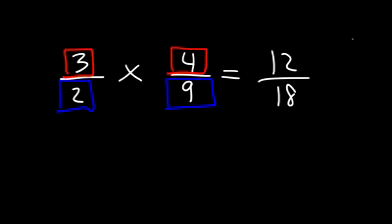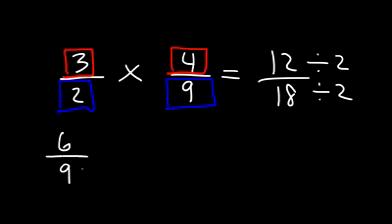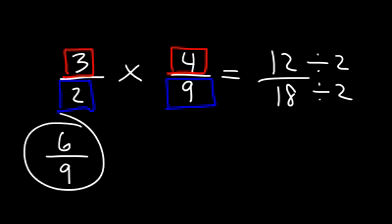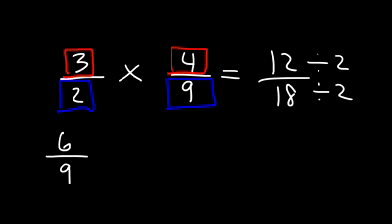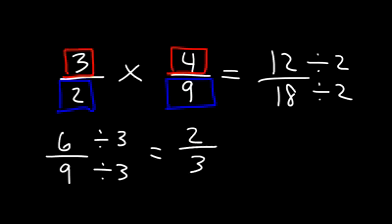Now both of these numbers are even, so we can divide 12 and 18 by 2. 12 divided by 2 is 6. 18 divided by 2 is 9. Now can we reduce this fraction, or is that the final answer? 6 and 9 are both divisible by 3. So we could divide both numbers by 3. 6 divided by 3 is 2. 9 divided by 3 is 3. So our final answer is 2 over 3.